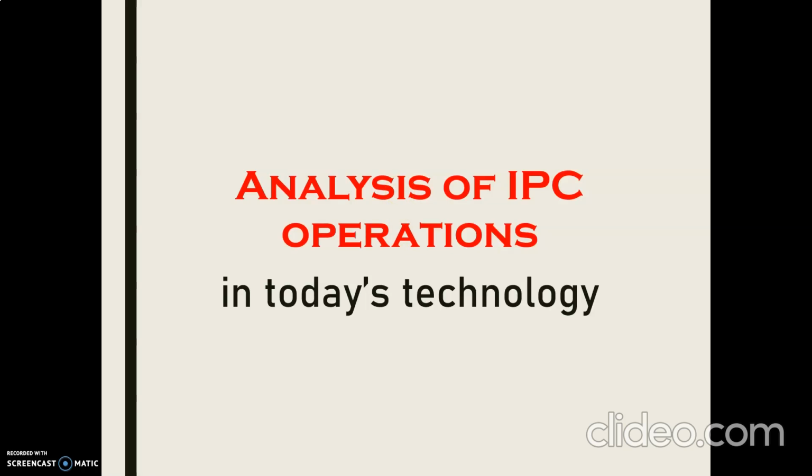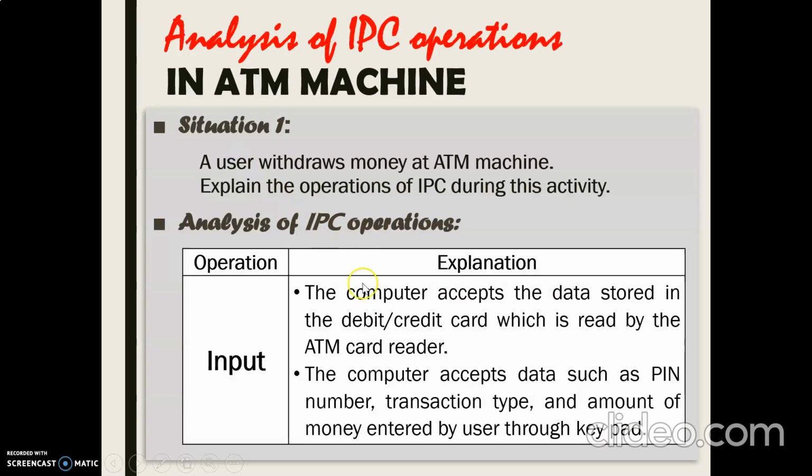Now I'm going to explain to you the analysis of IPC operations in today's technology. What we mean here is we are going to look at some situations in our everyday life, and we are going to relate what are the operations of IPC, the real operations of IPC that happens in those situations. The first one involves the activity of withdrawing money at the ATM machine.